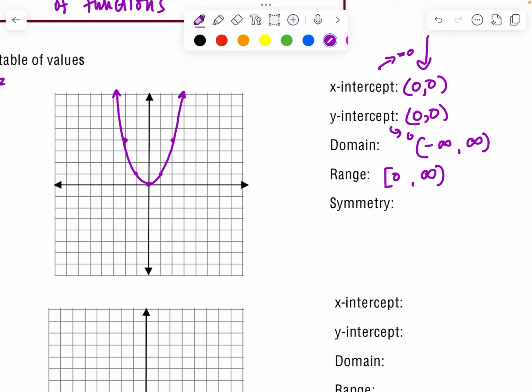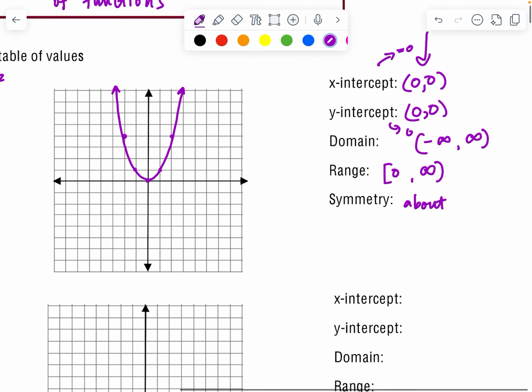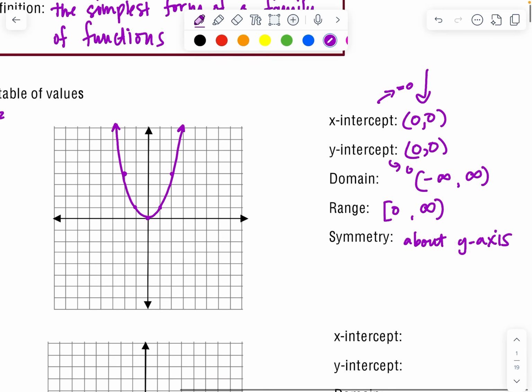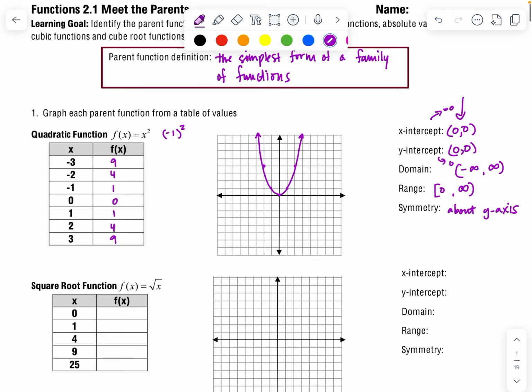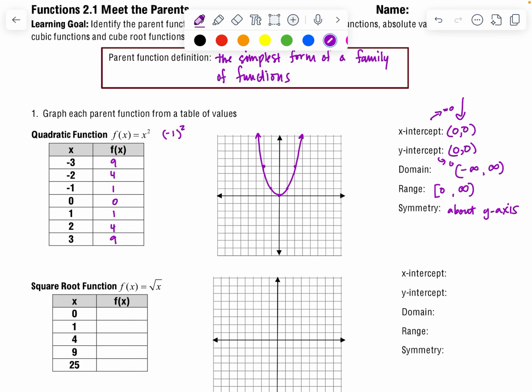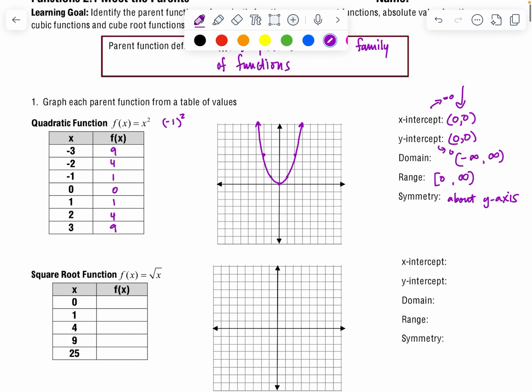And then we also see some symmetry here. If I drew a vertical line straight down the y-axis, we could see that it mirrors itself like a book. So we could say our symmetry is about, meaning like at that point, the y-axis. And voila, there's our parent function for quadratics, the most basic or simplest form of the quadratic family.